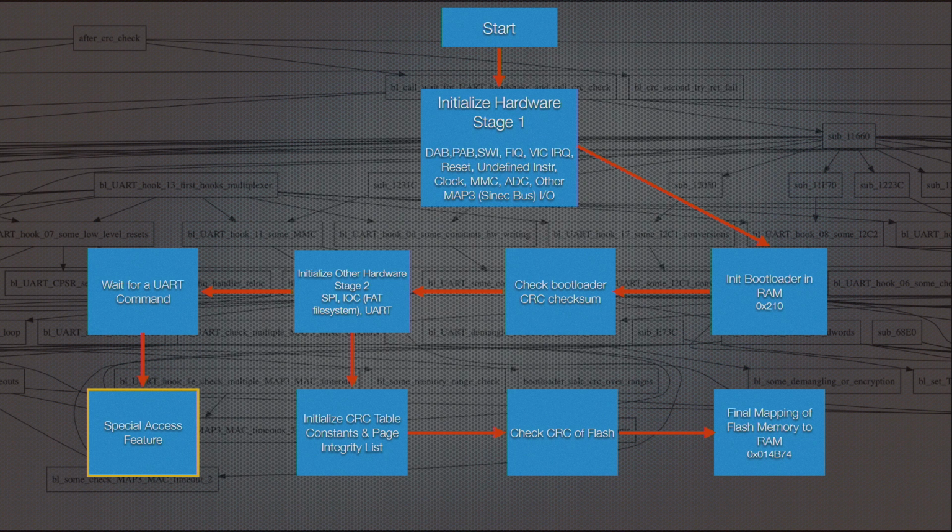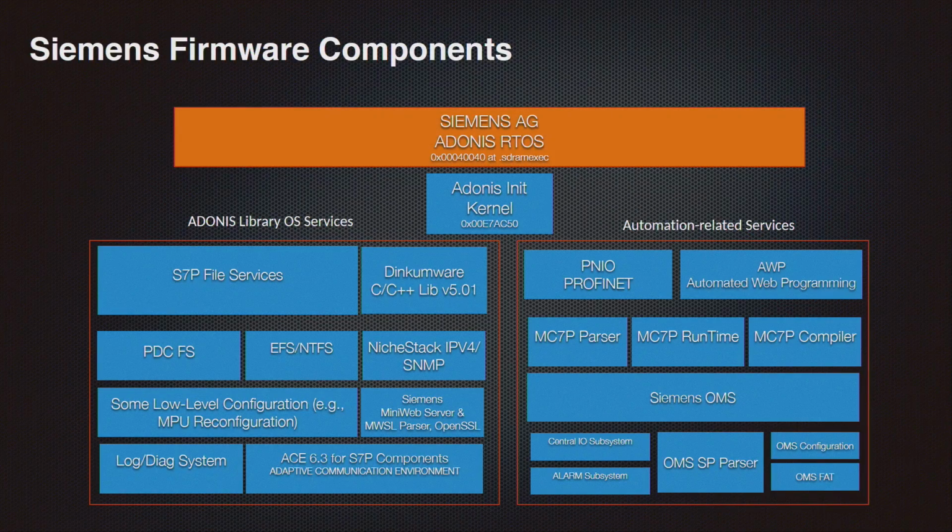Let's first get into the firmware and the different components of it. Here we can see an overview of those firmware components. It's kind of split into 2 parts. First of all, it's called the ADONIS RTOS internally. This is also not a documented feature, it's just the Siemens internal name for it, as we found out.